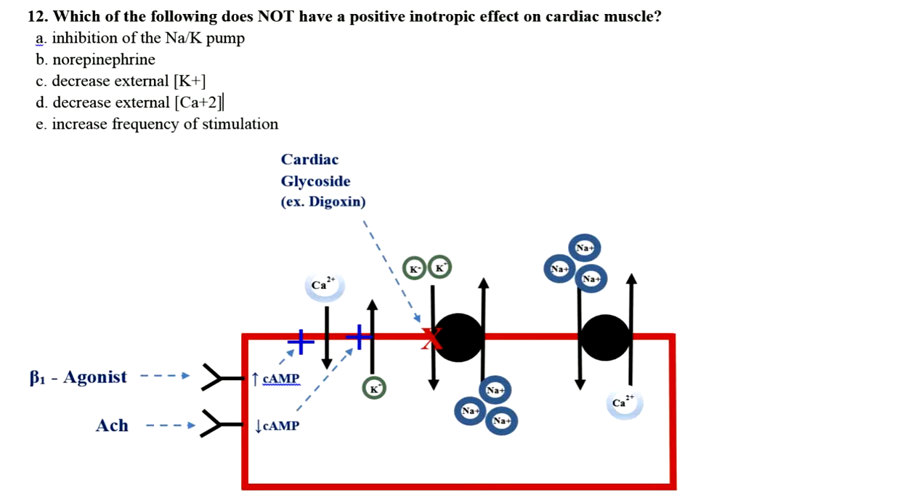Number 12 is a really good question to understand because this will probably be tested on the exam in some way or the other, and it might be tested twice. So let's read it. Which of the following does not have a positive inotropic effect on cardiac muscle? So what is it asking? It's asking which causes a decrease in contractility.